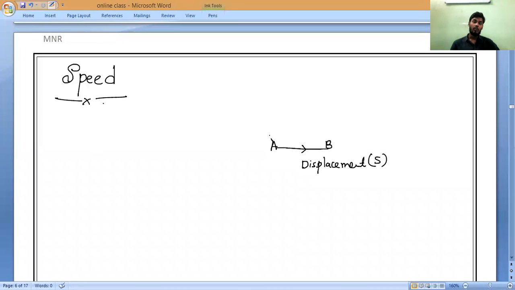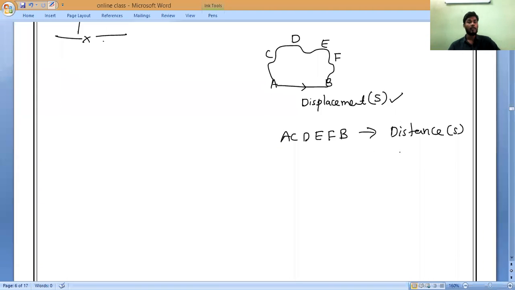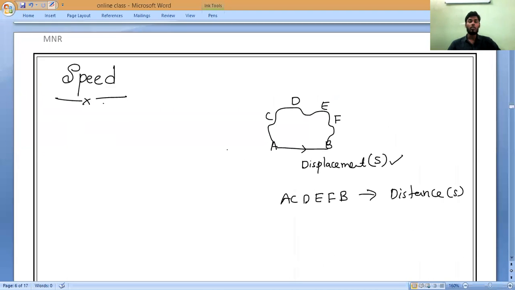Now if we go from A to C, C to D, D to E, like that, C, D, E and F, then this A, C, D, E, F and B, what do we call it? Distance. So the total length of the path we call distance, and the shortest distance we call displacement. Yes or no? Now let us come to our today's class.